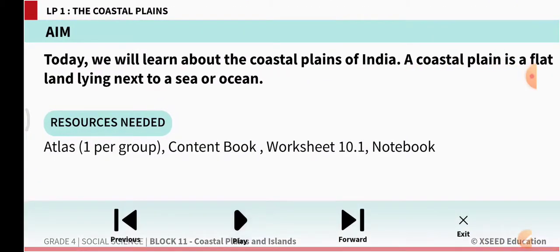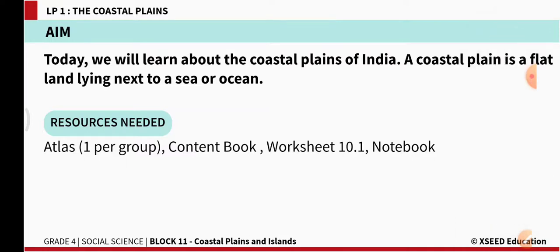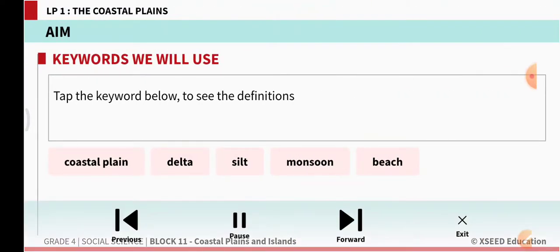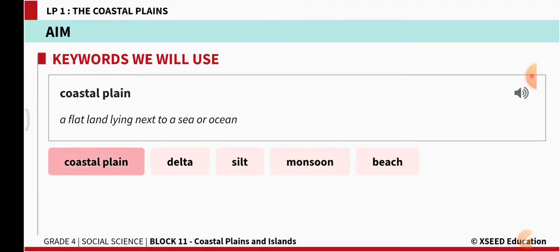Today, we will learn about the coastal plains of India. A coastal plain is a flat land lying next to a sea or ocean. The keywords we will use are: coastal plain, a flat land lying next to a sea or ocean.